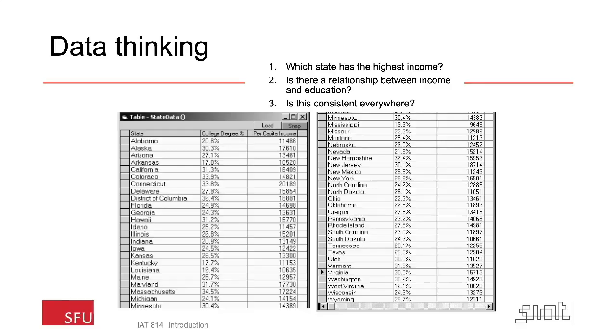Okay, so now I have some questions for you. I'm going to leave this up for a while, and at the end of this video, which is coming up very soon, I have three questions about this table. Number 1, which state has the highest income? Number 2, is there a relationship between income and education that you can see from the data? And number 3, is this consistent everywhere?